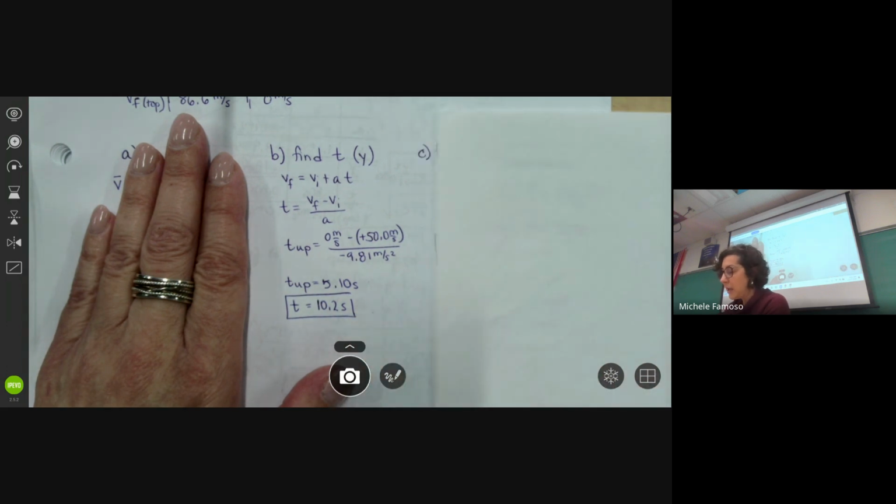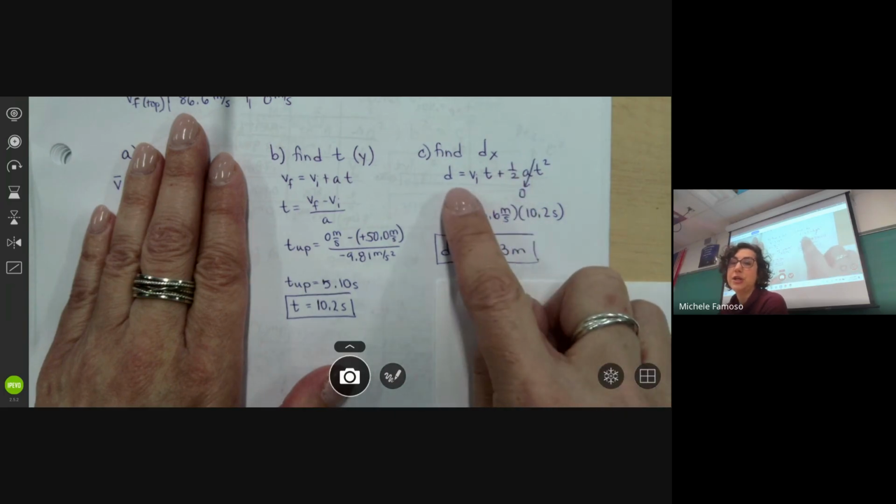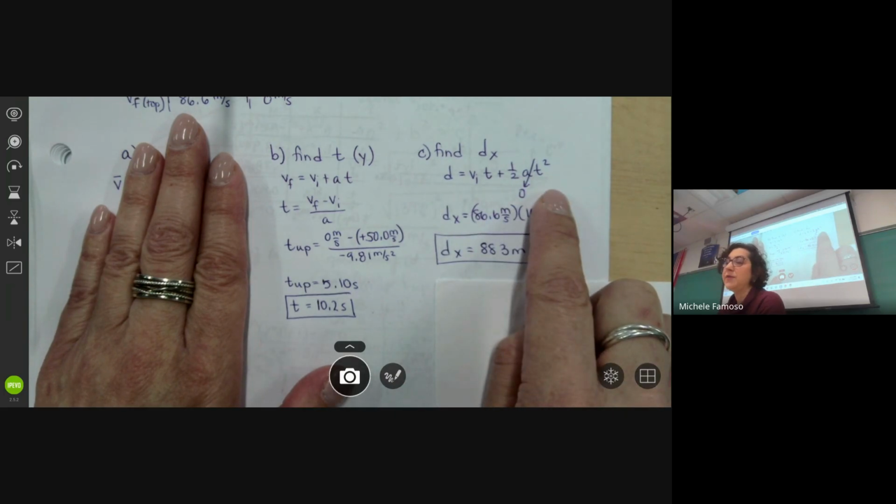Then I went through and I figured out what d in the X direction is using d is VIt plus 1/2 at squared.